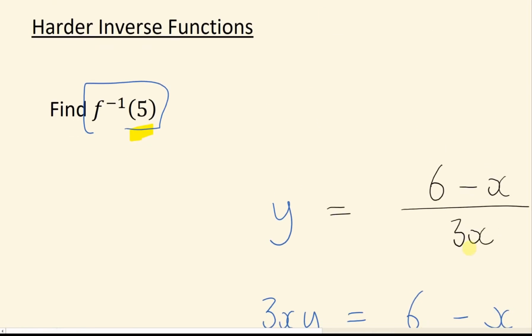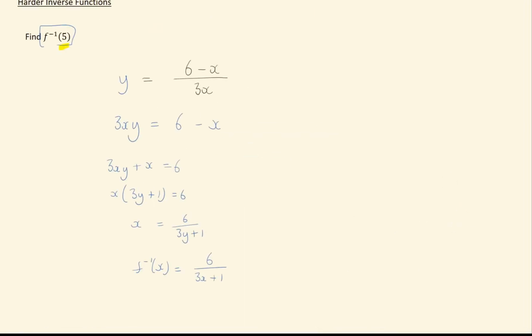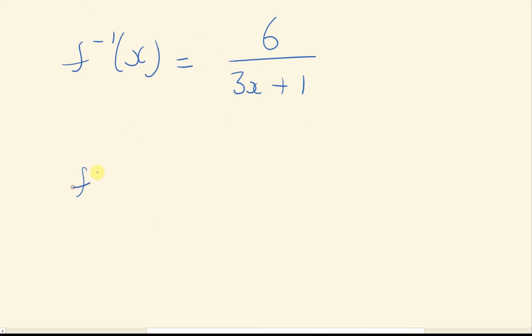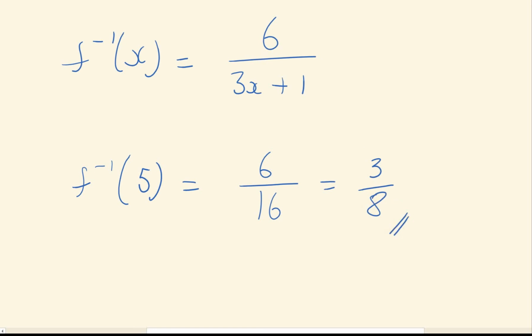However, the question said we wanted f to the minus 1 of 5. So we can do that. All we need to do to work this out is replace all my x's with 5's. So 3 times 5 is 15, and 15 plus 1 is 16. And that's our answer. And again, we simplify it down to 3/8 if we need to.